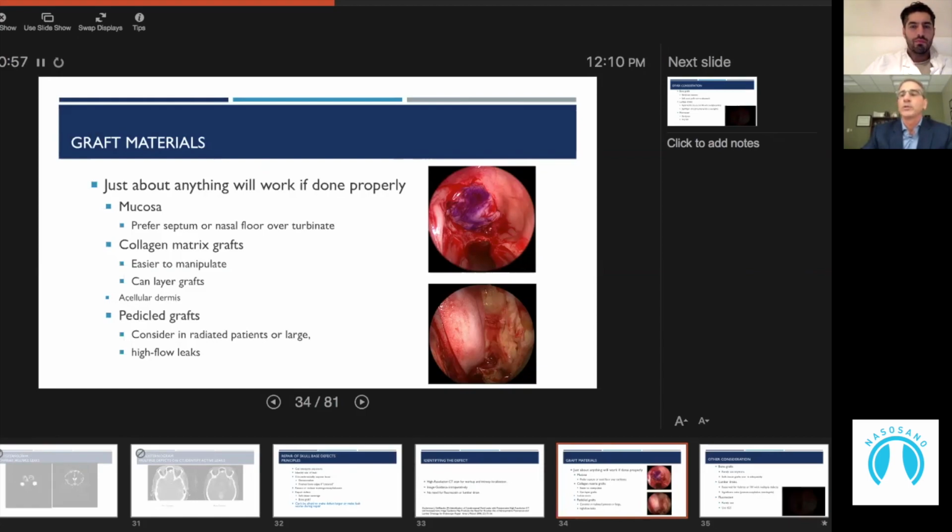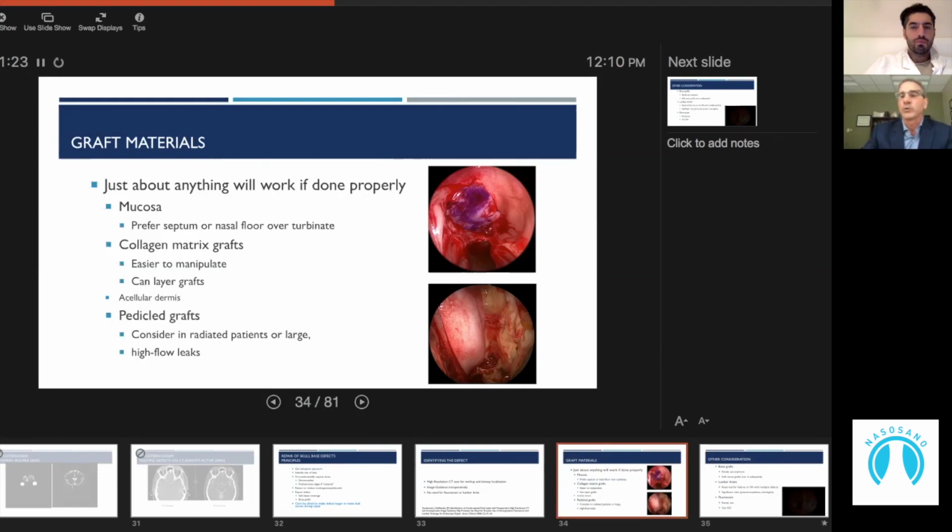So we can use mucosa that we harvest from the middle turbinate or septum or nasal floor. I prefer the septum or the nasal floor. Collagen matrix or dural replacement grafts are very easy to use. They do not have a donor defect. We can shape them, we can layer them, and you'll see in my videos I use a lot of these grafts. Acellular dermis or alloderm I don't use anymore, but it is an option.